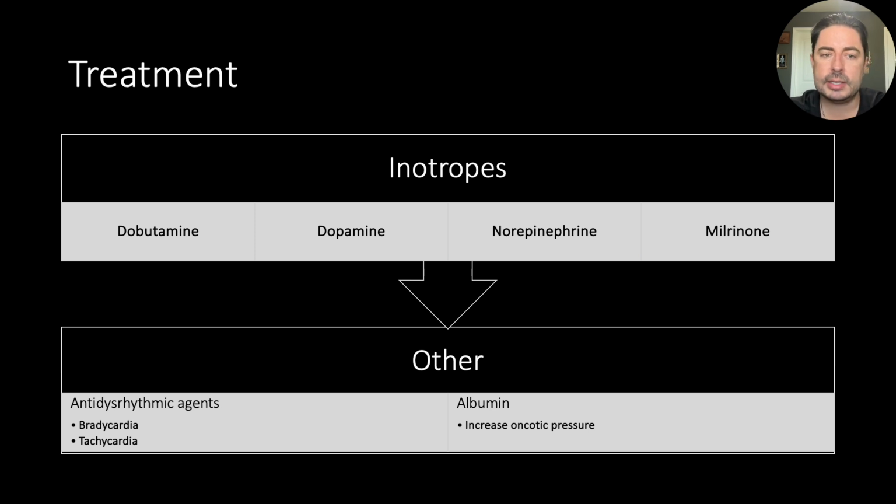The last one is we can actually increase the oncotic pressure by giving albumin. So if I can increase my oncotic pressure, then I can increase the amount of fluid that stays in the vessel and does not escape out of the pulmonary capillaries into the alveoli.